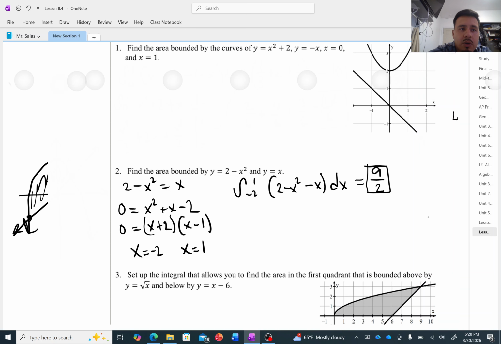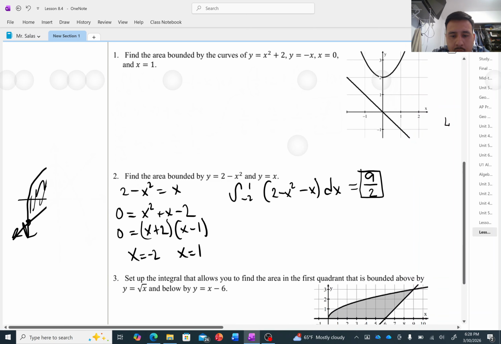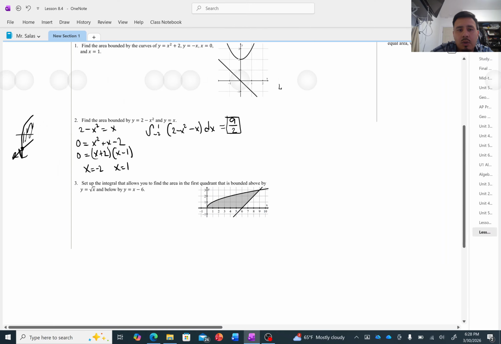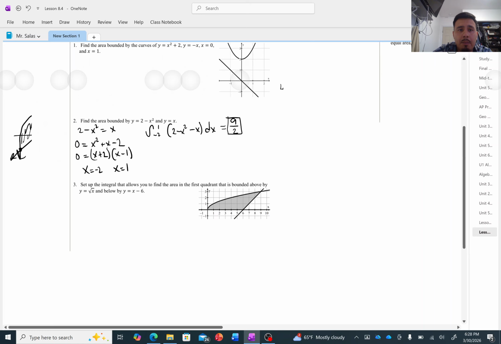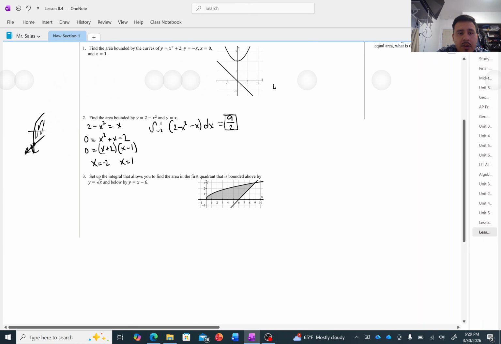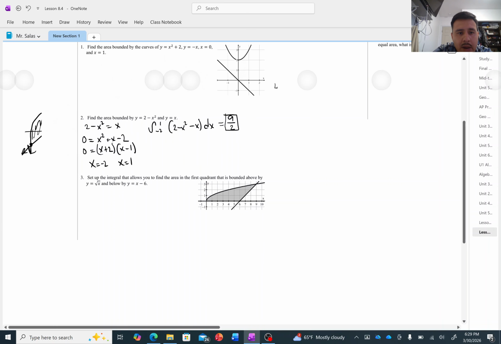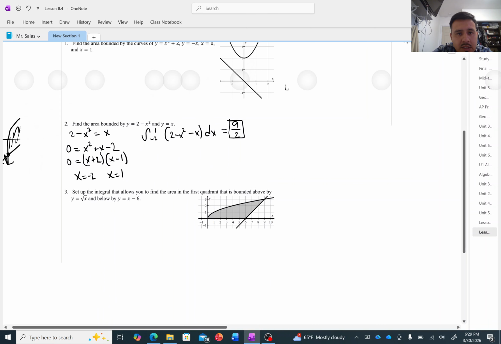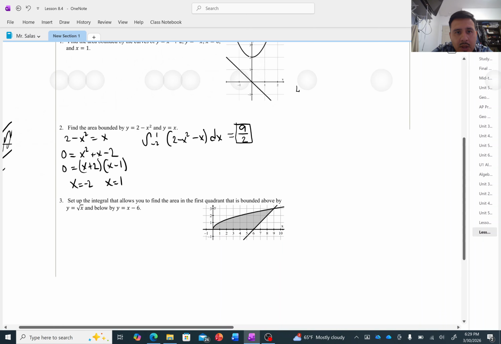Okay. So I'm going to go ahead and say that we are going to move to the next one. Let's see. Hopefully it allows me to quickly move on to number 3. Set up the integral that allows you to find the area in the first quadrant that is bounded above by y equals the square root of x and below by y equals x minus 6. Sorry, I'm trying to zoom in as best as I can without getting rid of my work.